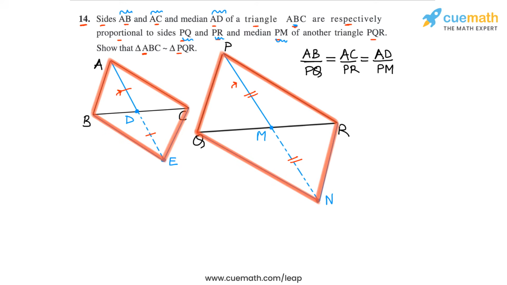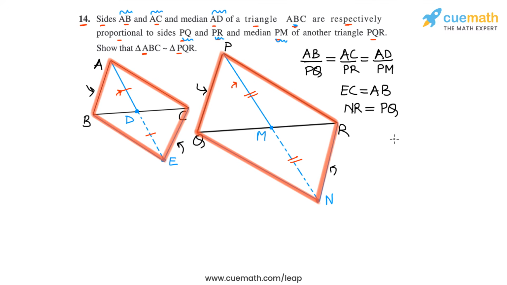Okay, so now because ABEC is a parallelogram, we must have this side EC equal to AB. So let's write this fact. So EC will be equal to AB, and similarly because PQNR is also a parallelogram, we must have this side NR equal to the opposite side PQ. So let's write this as well. NR will be equal to PQ.